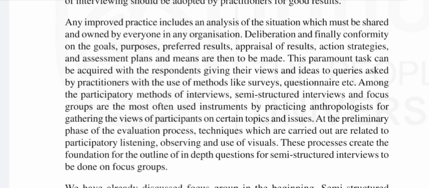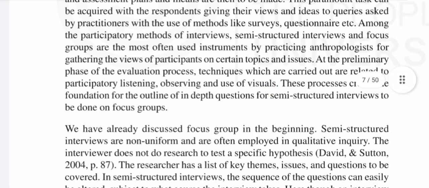At the preliminary phase of the evaluation process, techniques which are carried out are related to participatory listening, observing, and use of visuals. These processes create the foundation for the outline of in-depth questions for semi-structured interviews to be done on focus groups. We have already discussed focus groups in the beginning.